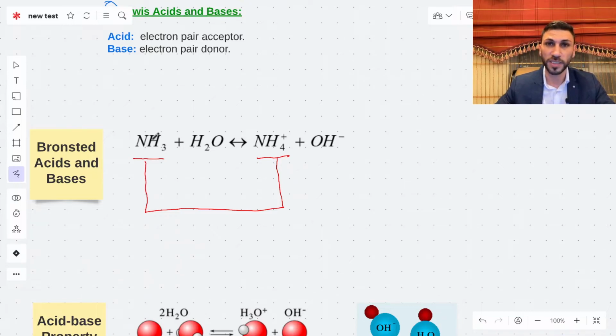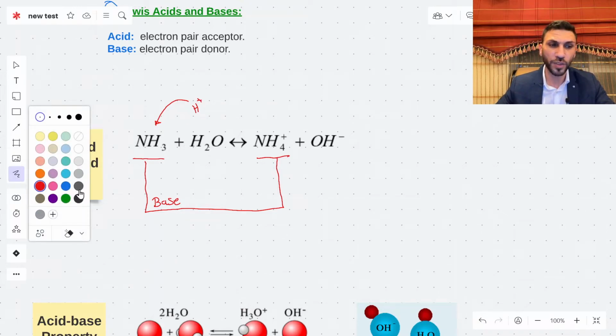Basically, it was NH3. After the reaction with water, it became NH4 positive. That means NH3 accepted one proton. It took one proton. That's why now it's NH4, and the sign of the proton is positive. It takes it from H positive. So this one, according to Bronsted acid and bases, is going to be a base because it accepted this proton.